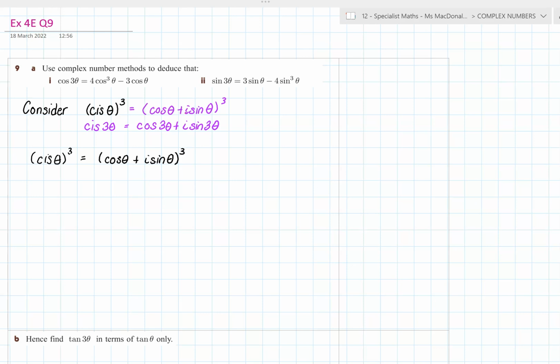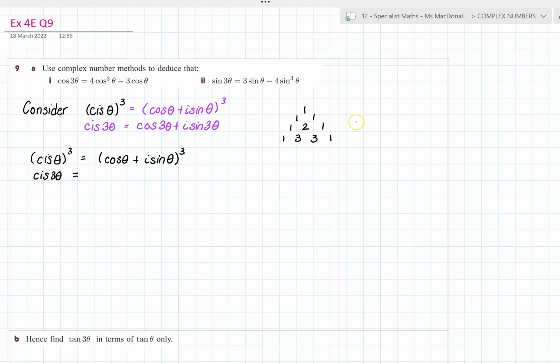All right, so that sounds a little bit far-fetched, but let's have a look. We agree with this statement that (cis θ)³ is equal to (cos θ plus i sin θ)³. And from above, we can replace (cis θ)³ using de Moivre's theorem with cis 3θ. And then on the right-hand side, we're going to expand this. So that's when you have to remember our best mate, Pascal. So remember Pascal: 1, 1, 1, 2, 1, 1, 3, 3, 1.